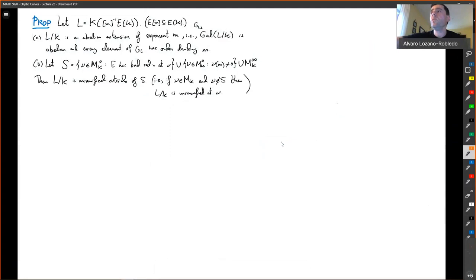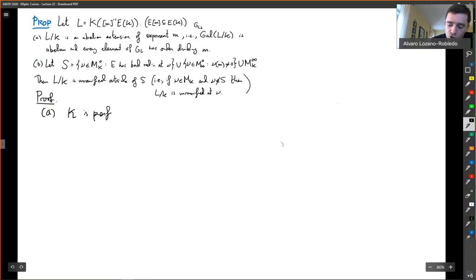The first part is the easy part. So here's the proof of this fact. First we need to prove that the Galois group of L over K is abelian of exponent M. But we have the Kummer pairing, which we know is perfect.